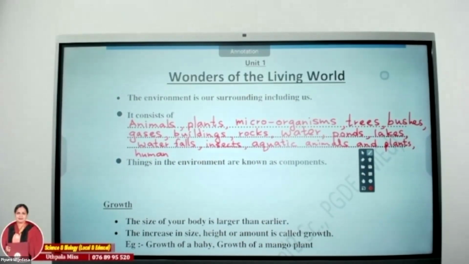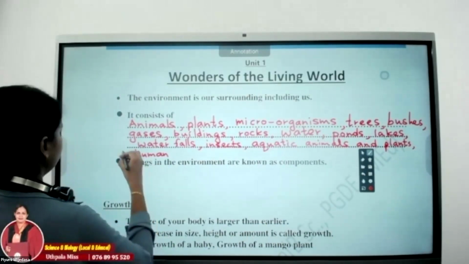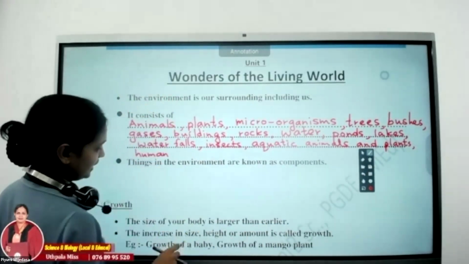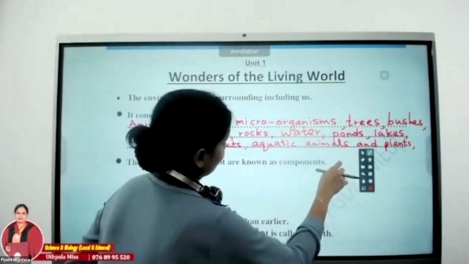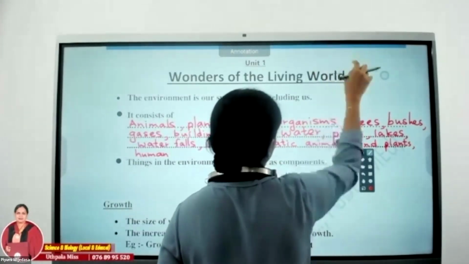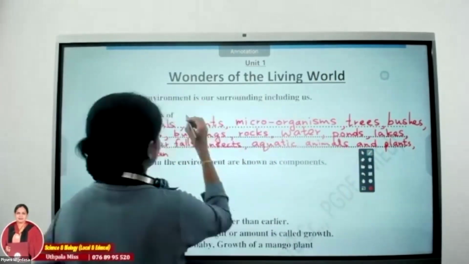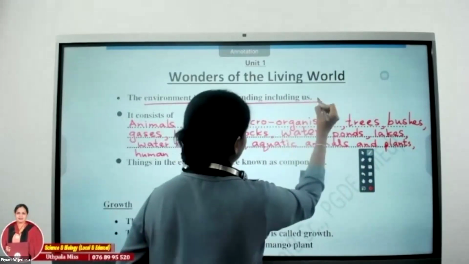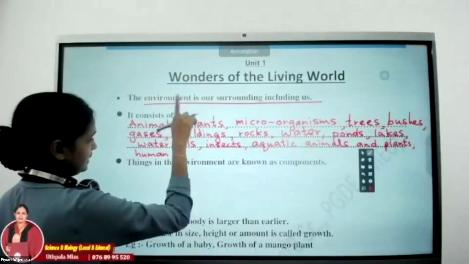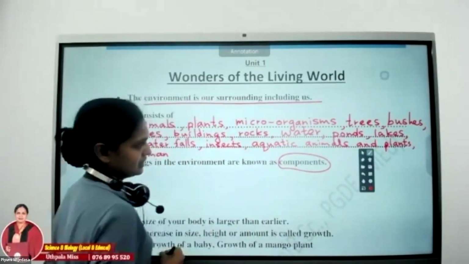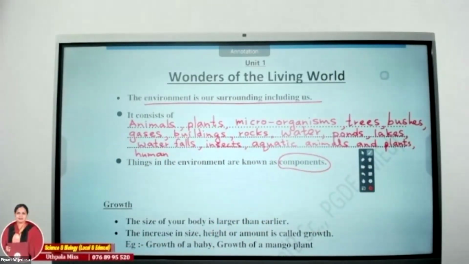So all these things we call components. The environment is our surrounding, including us. Right? So you can underline. Environment is our surrounding, including us. Then the things in the environment are known as components.